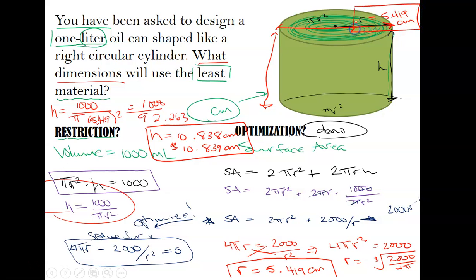Okay, so there's our answer. We're going to say that this can needs to have a radius of 5.419 centimeters and a height of 10.838 or 10.839 centimeters. Okay. So that is your constructing problem where they're going to just tell you, hey, build this. They might say build a box that has this restriction on volume, but what has to have certain dimensions or something like that. So you're going to see some problems like this.